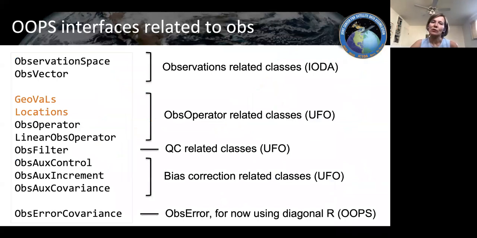Okay, so that's our list of OOPS interfaces related to observations. And the two new ones here are GeoVaLs, the intermediate step, or class data structure, between state and the ObsVector. And then I haven't specifically talked about locations, but we need locations. You can think of that as just lat/lon points for observations. We need to know those to do the interpolation to go from state to the GeoVaLs.